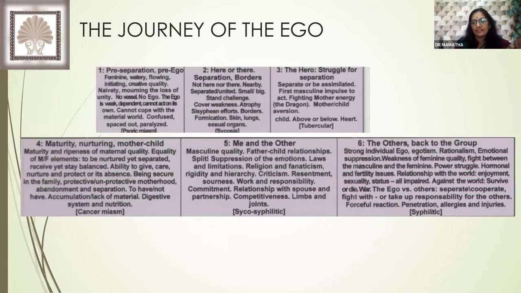Separate, cooperate: whether you are separate, yet you can cooperate. They fight with or take up responsibility for the others. When you perceive the other person as the enemy, you will fight. When you see that you are the king and you have to help the larger group, you will take up the responsibility. So forceful reaction, penetration, allergies and injuries, all these things come under this column of development.